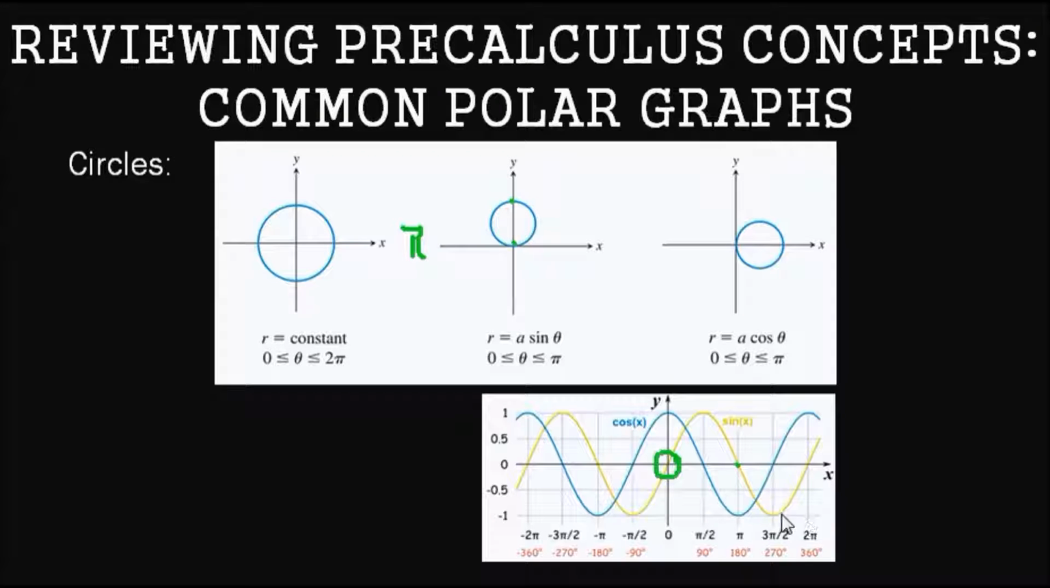However, since the y values become negative from pi to 2 pi, the r values also become negative. So that's why you don't see any part of the polar curve in the third and fourth quadrants, because at this point, the r values begin to swing over to this side and start a second revolution from pi to 2 pi.